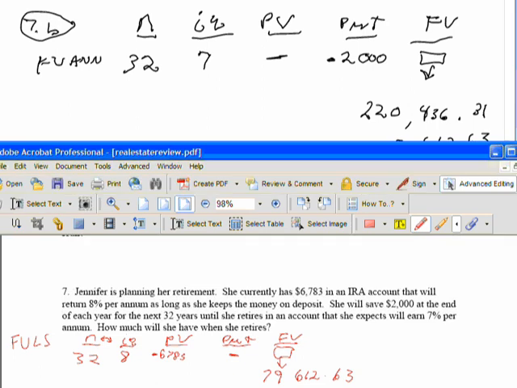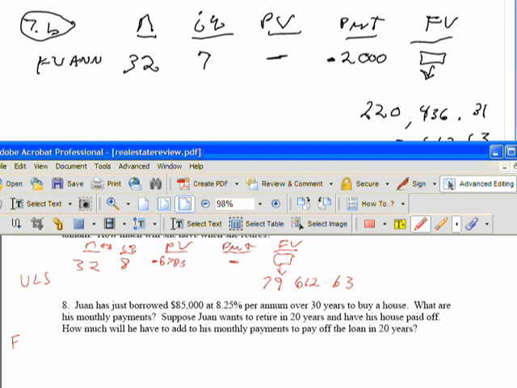Okay, let's look at number 8. We have 10 problems total, so we just have 3 more to go. But number 8 is going to be a little work too. Looks like we're dealing with mortgages again. Juan has just borrowed $85,000 at 8.25% per annum over 30 years to buy a house. And this time we're dealing with monthly payments. Now suppose Juan wants to retire in 20 years and have his house paid off. How much will he have to add to his monthly payment to pay off his loan in 20 years?